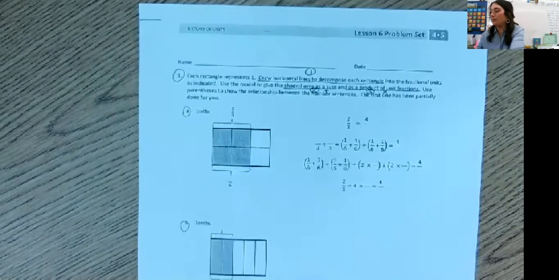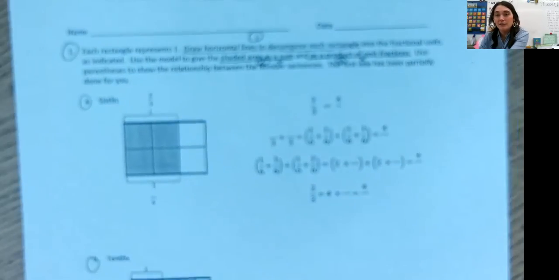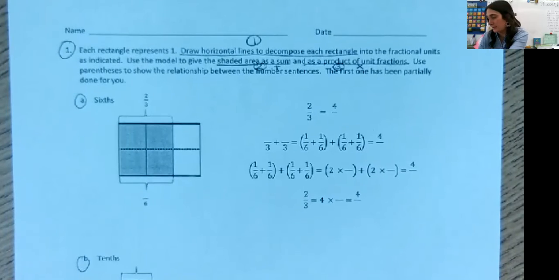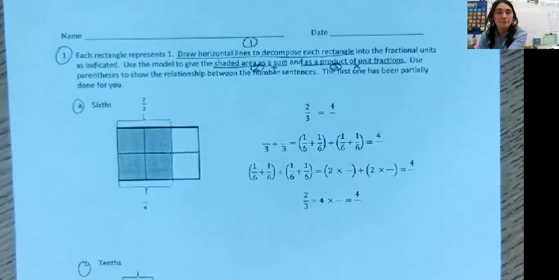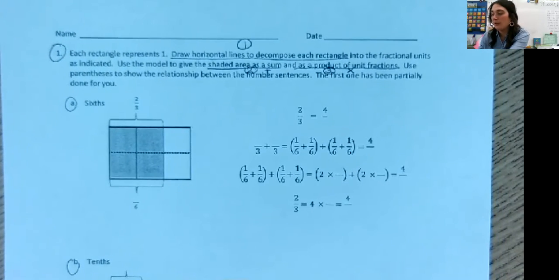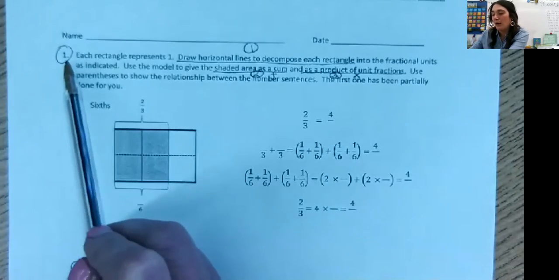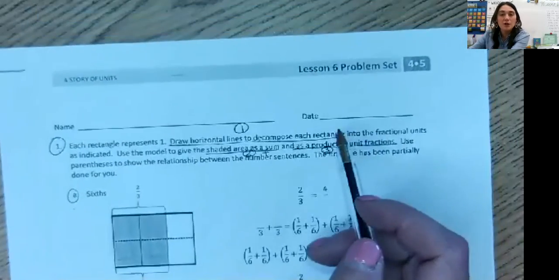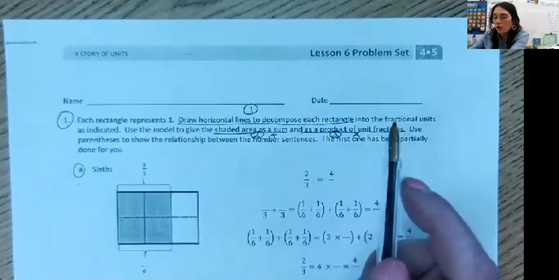Okay, so for your problem set, Olive and Charlotte, yours are in your book. Everybody else, yours is in your red folder. We are only going to be doing questions 1A and B, and then all of 3. I underlined for my in-person students, Olive and Charlotte. Since you're at home, I'd like you to underline the following items.